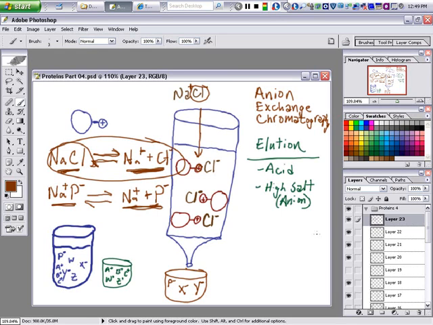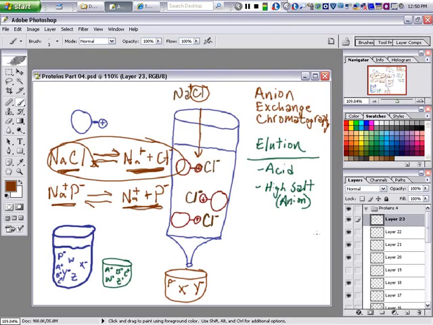Is the name reasonable? There couldn't be a better one. Now, this is a question for the class: what if you had a positively charged protein? Could you use anion exchange chromatography? Exactly. You wouldn't use anion exchange chromatography if the protein were positively charged. What would you use? Cation exchange chromatography.